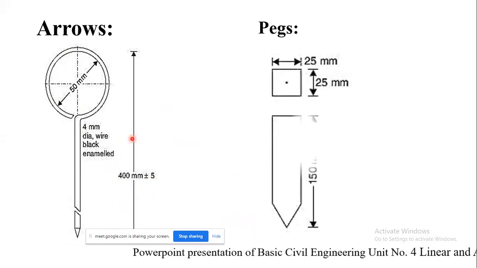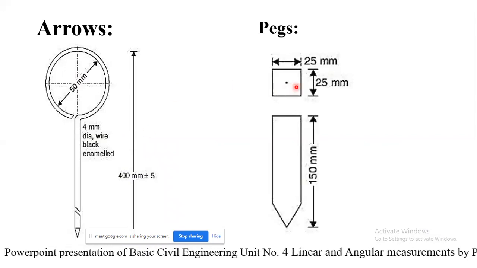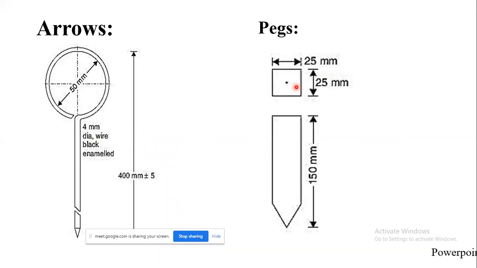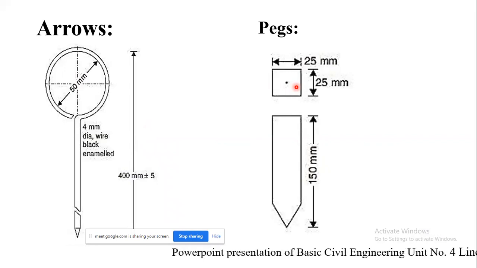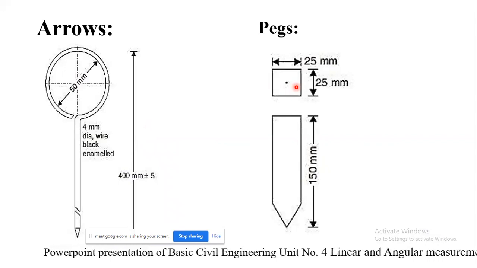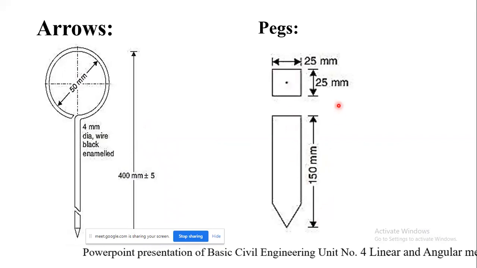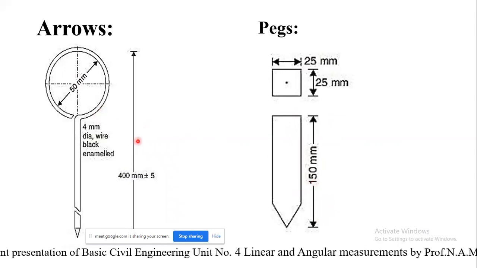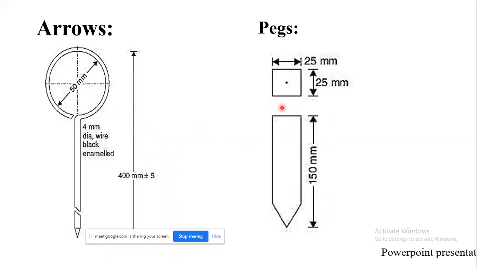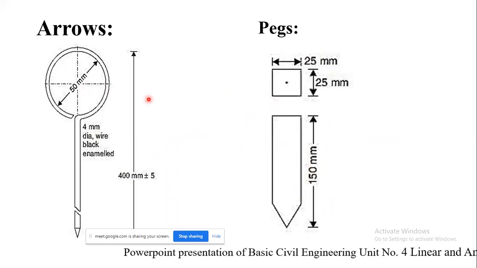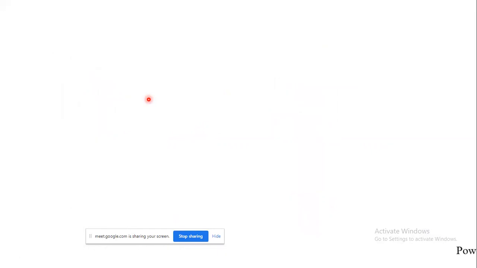Next one is the peg. Such pegs are made of either wood or steel, and are driven into the ground and hammered into the strong strata with the help of a hammer. The use of both arrows and pegs is one and the same. These are used to mark the end point of the chain.